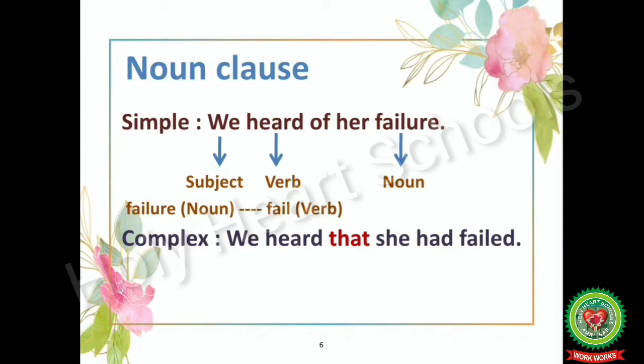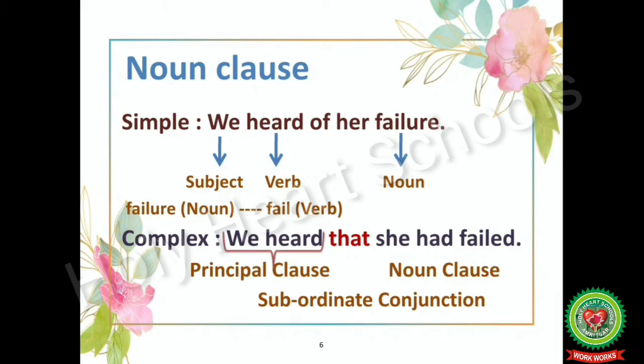Students, always remember that in complex sentence, there are always two finite verbs and one subordinating conjunction. Here, two finite verbs are heard and failed. And subordinating conjunction is that. Now students, what is the principal clause and noun clause here? Principal clause here is we heard and noun clause here is she had failed.